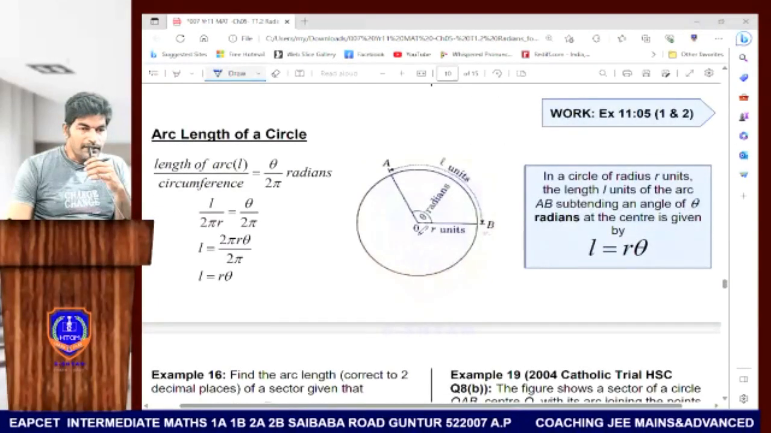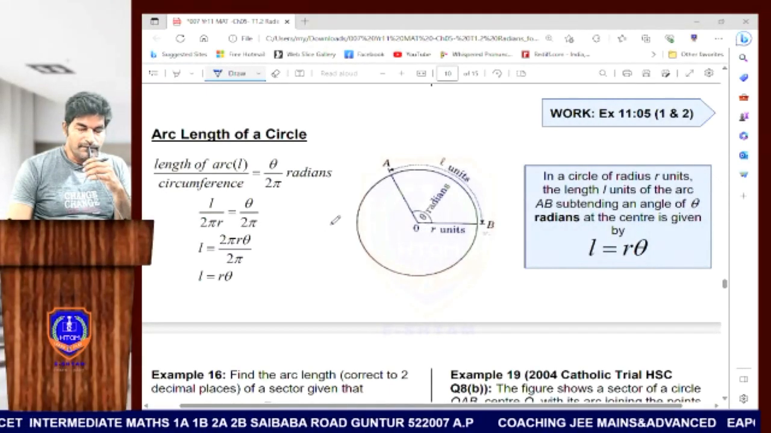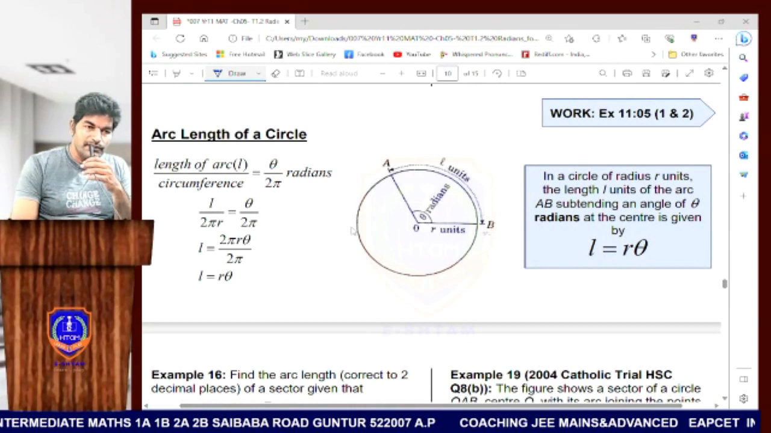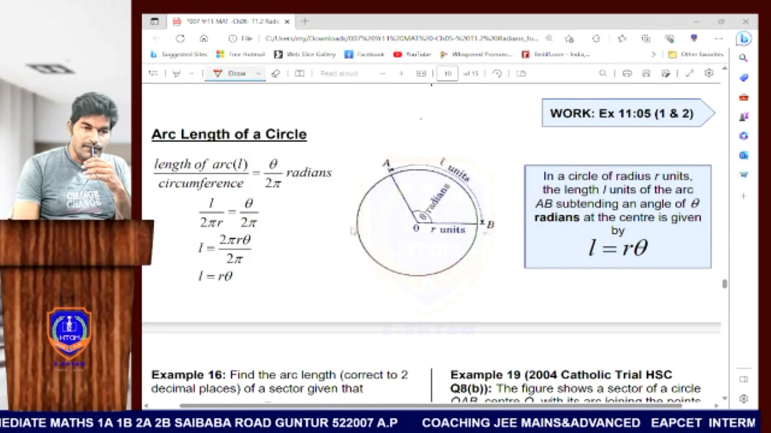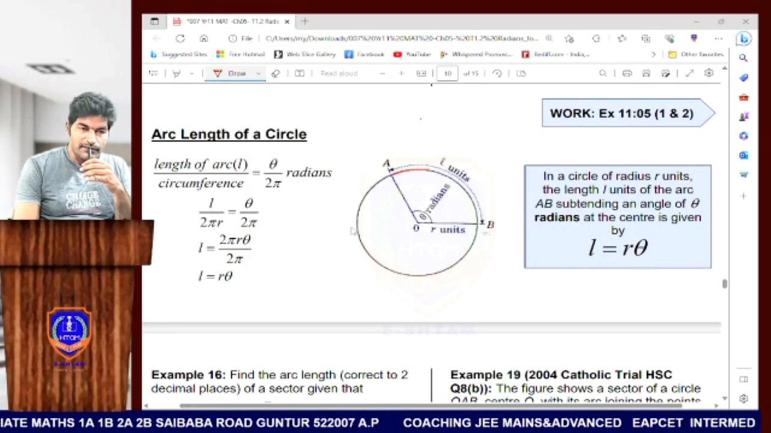So that's done. And next, arc length. Arc length is measured. So what is arc length? Look at this part. This part is called arc length.